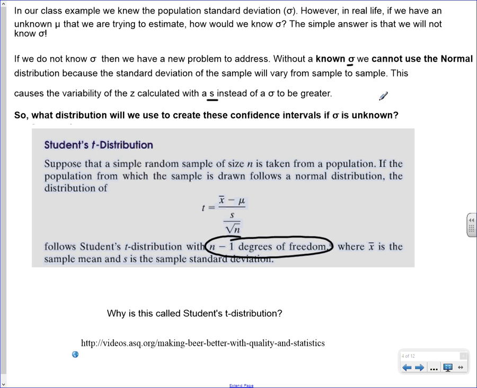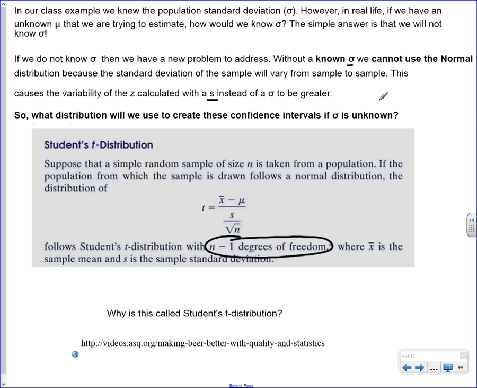Now we can get that, right, because we're calculating data, we're calculating an X bar, and then we can also calculate the S, the sample standard deviation. So that's fine. Now we've got X bar and S. We're going to replace sigma with S in that sigma over the square root of n. So now that's what we use for our confidence interval. But now that brings up another issue.